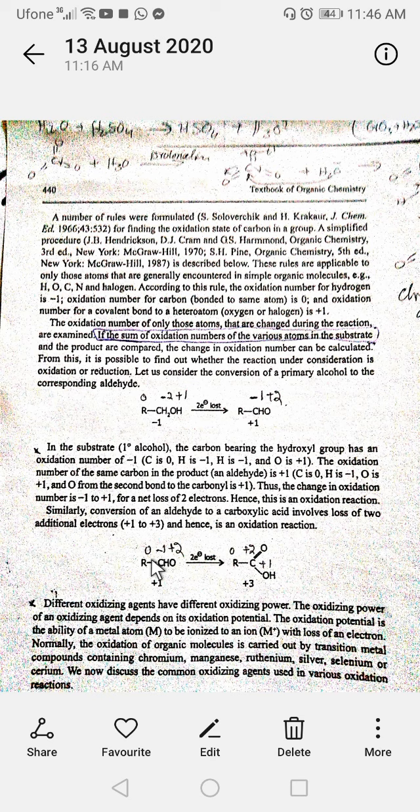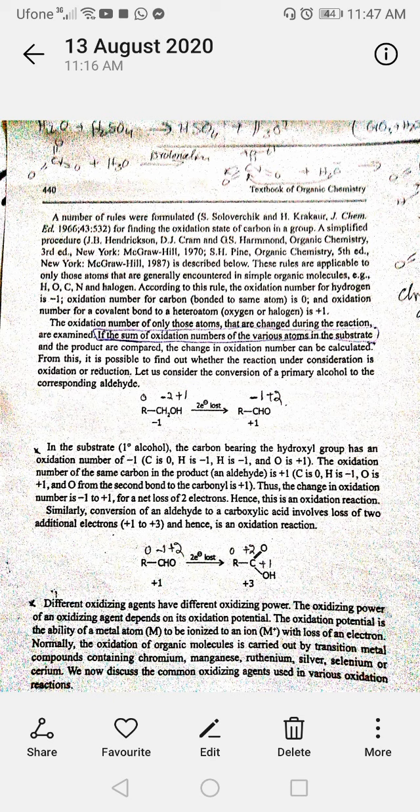What is this? This is an increase in the oxidation state, or it is oxidation. It is called oxidation.